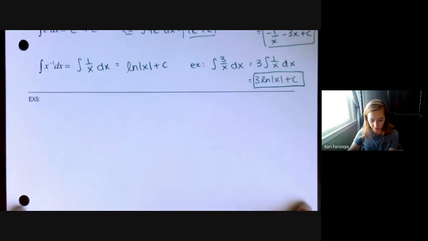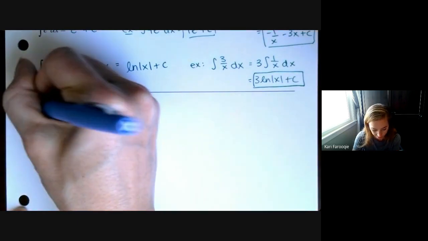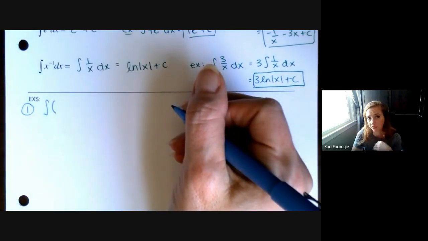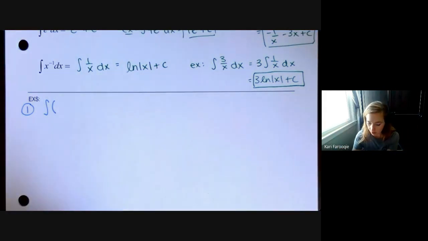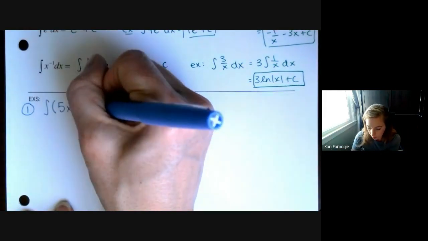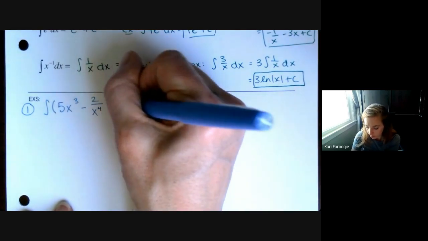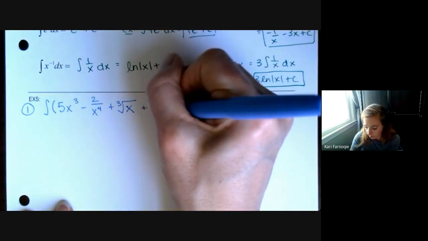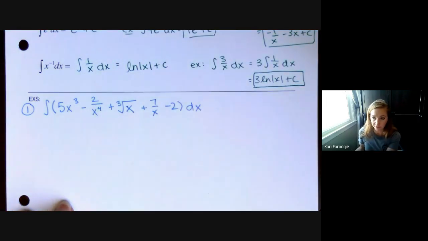So the first example I have for you, and I just have one example that's going in this space, is the integral of, and usually we put parentheses around integrals that contain more than one term so we can be very clear about what's inside the integral. This one is going to be 5x cubed minus 2 divided by x to the 4th plus the cubed root of x plus 7 over x minus 2 dx. So there's a lot going on here.